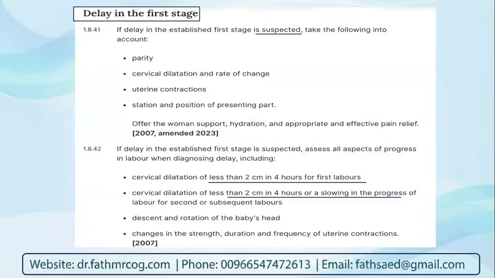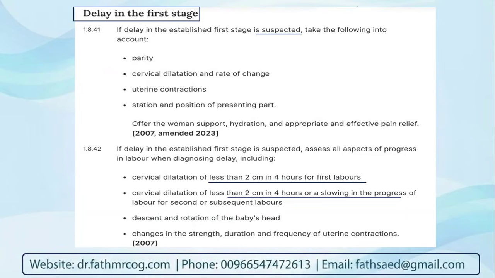And after 2 hours, you reach this one, Dr. Sana: delay in the first stage of labor, because we have delay in the first stage of labor and delay in the second stage of labor. Tell me if you have delay. Read this one from your guidance from NICE.